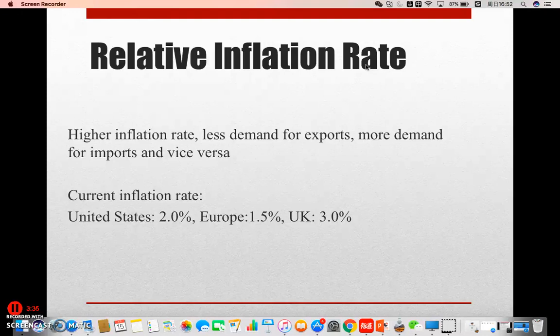A higher inflation rate would lead to less demand for exports and more demand for imports, and therefore less demand for the currency and more supply of the currency. Following is the current inflation rate. The United States has 2%, Europe has 1.5%, and the United Kingdom has 3%.